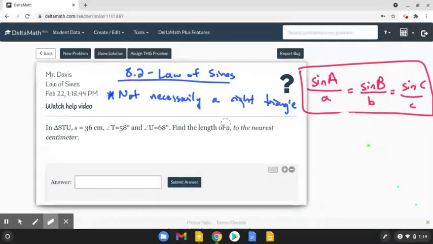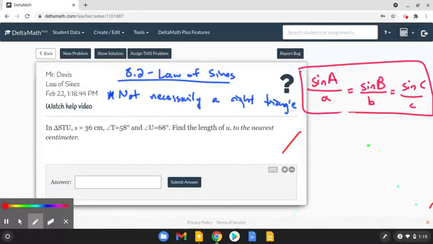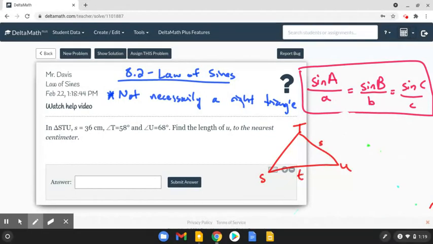All right, so we're going to start by still just drawing this triangle. This is triangle STU. And again, if you want to go ahead and label, you could put little s over here, little t here, and little u here. And then let's write in the information it gives us. It says little s is 36, big T is 58 degrees, big U is 68 degrees.